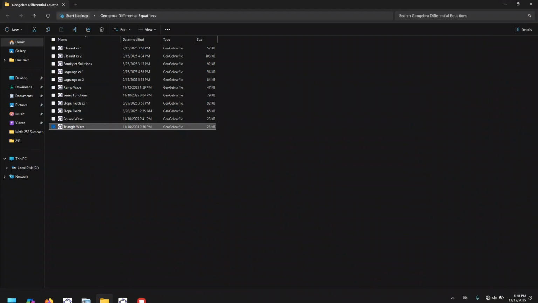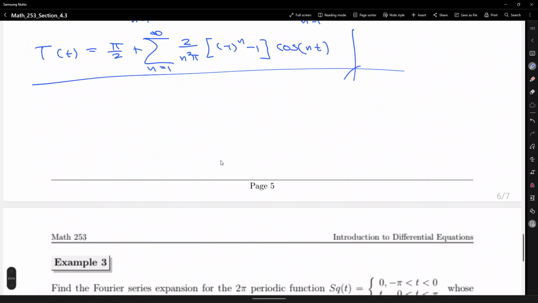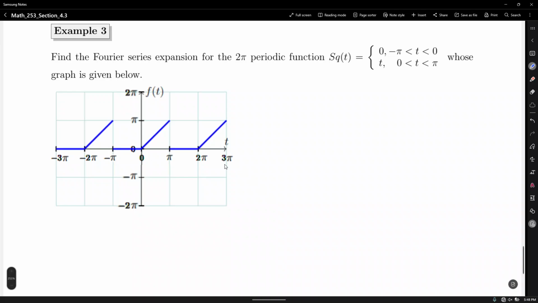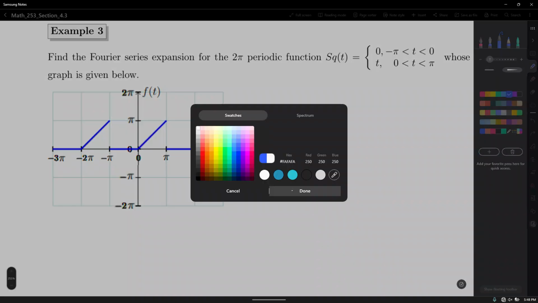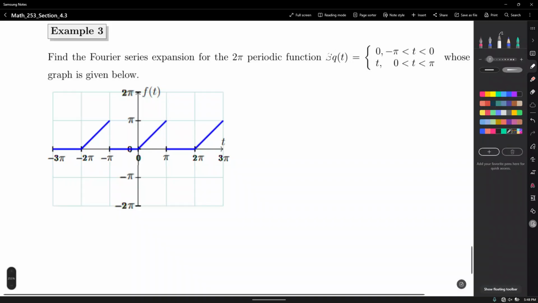Okay, so let's do one more exercise. Find the Fourier series expansion for the 2 pi periodic function. Actually, this is not supposed to be s sub q. This is supposed to be simply some f of x. Let me actually fix this real quick. So this is just some function f of t. It's not a square wave.